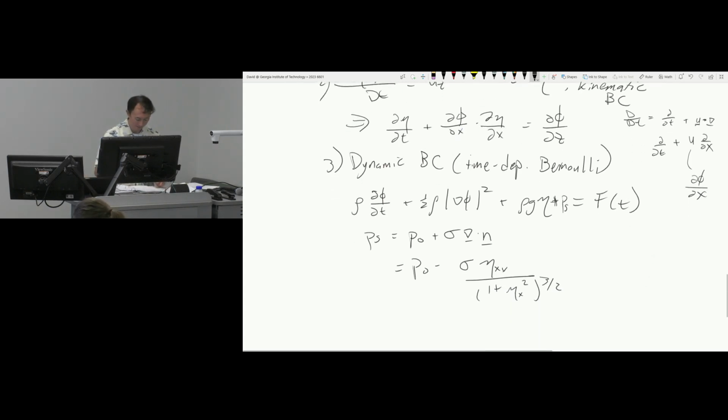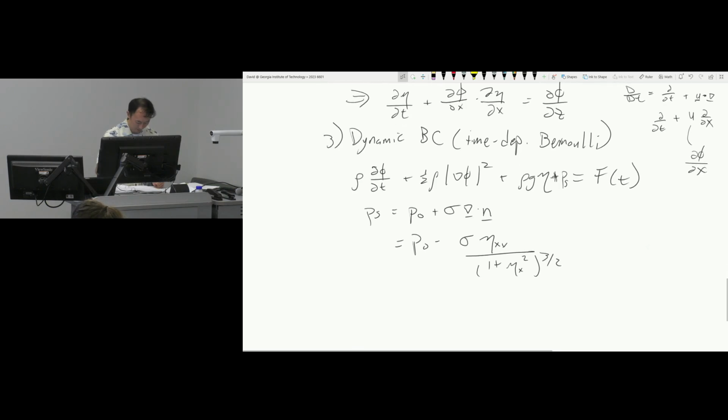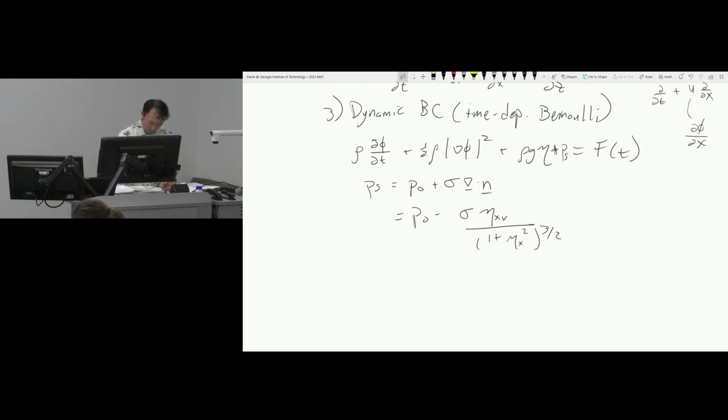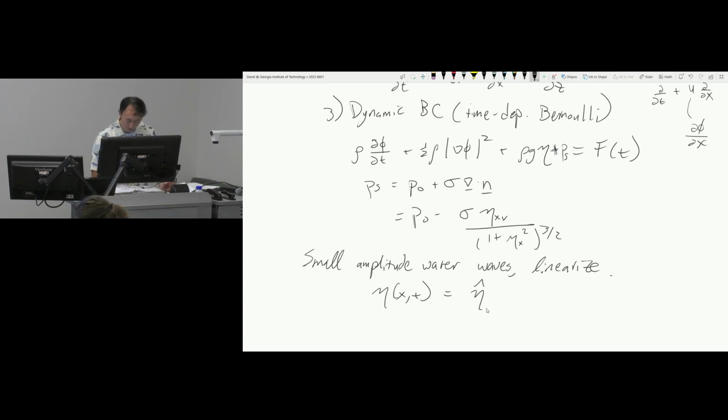All right. Okay, so those are the 3 boundary conditions. Basically, when people solve this, they consider small amplitude waves and linearize. In other words, you seek solutions that look like this. You seek the water surface that looks like this, where the hat symbol means it's just a magnitude that tells you how tall the water waves are.